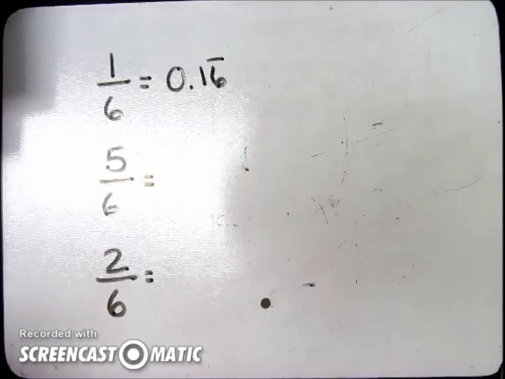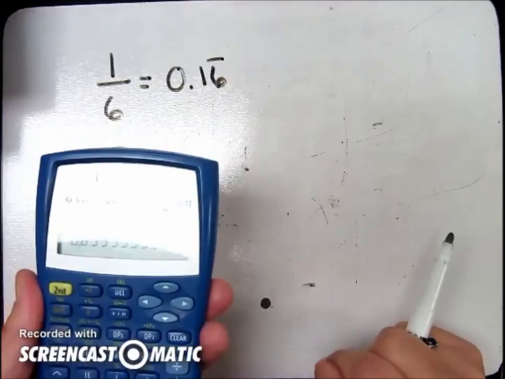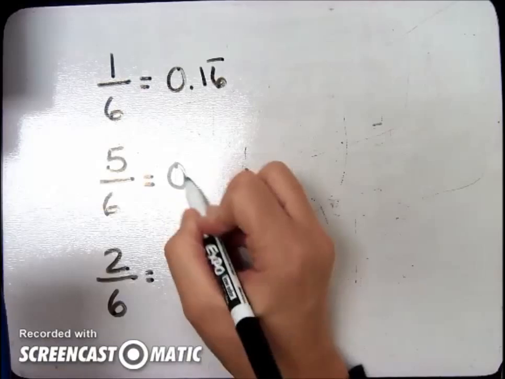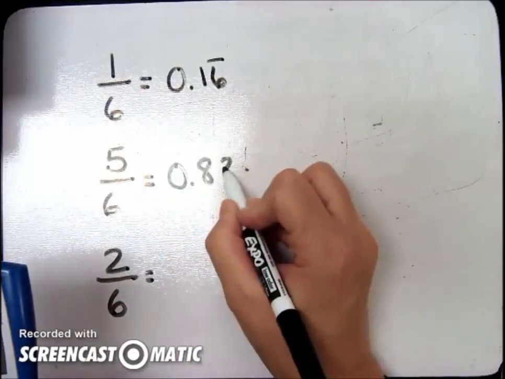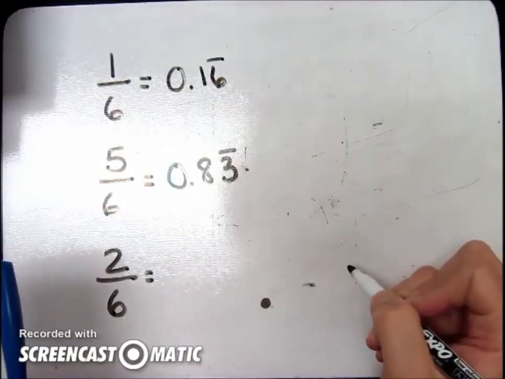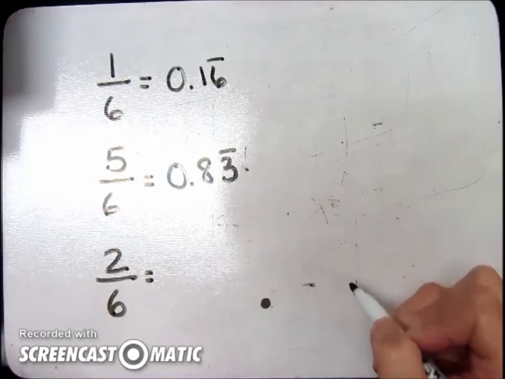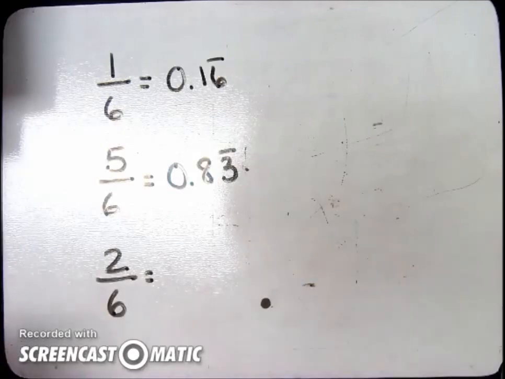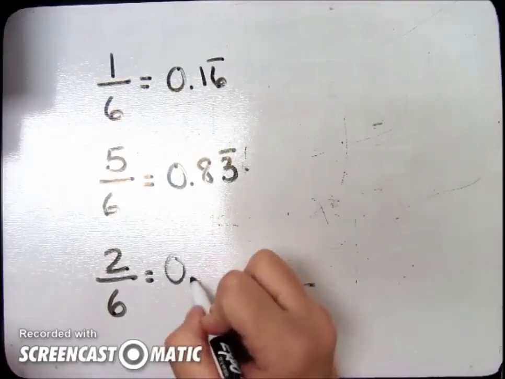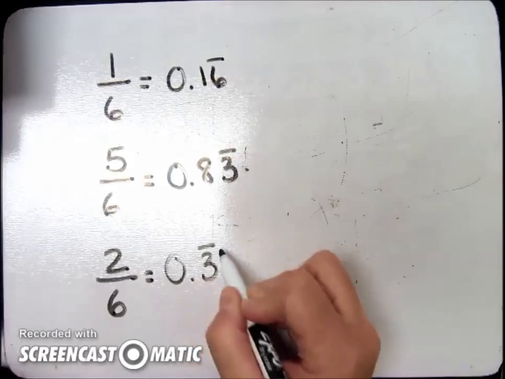5/6 is 0.8 with the 3 repeating. Now so far, maybe you're noticing something about these decimals. Let's do the last one, 2/6. 2 divided by 6 is 0.3 repeating.